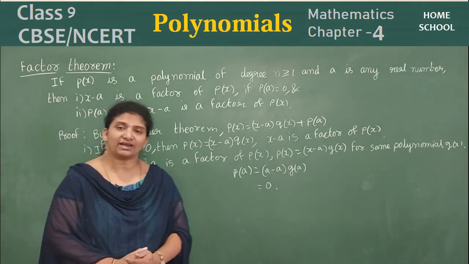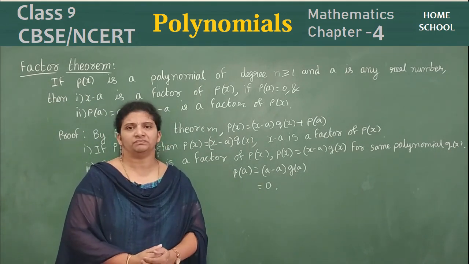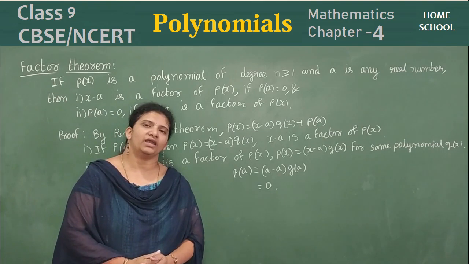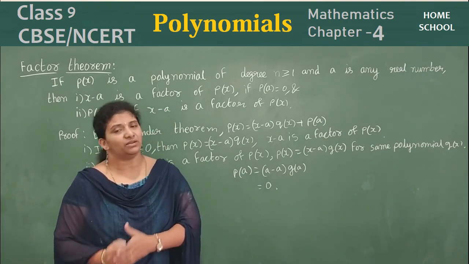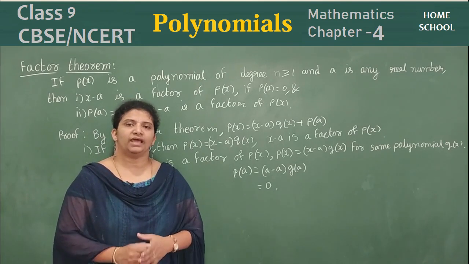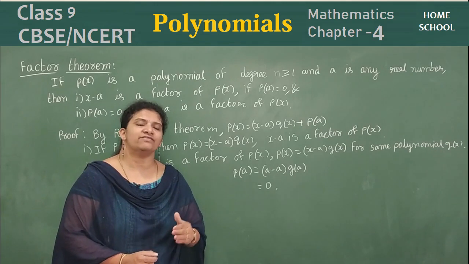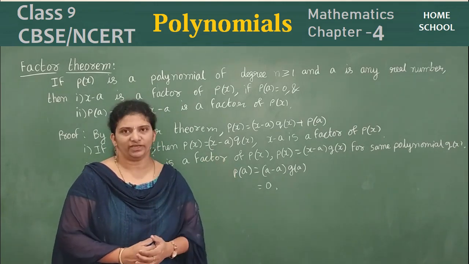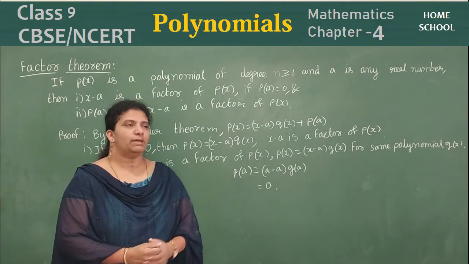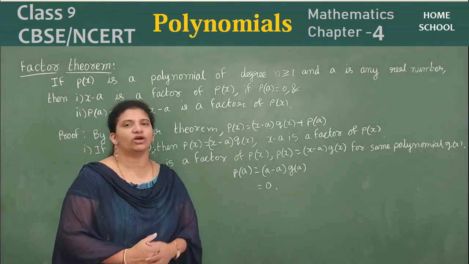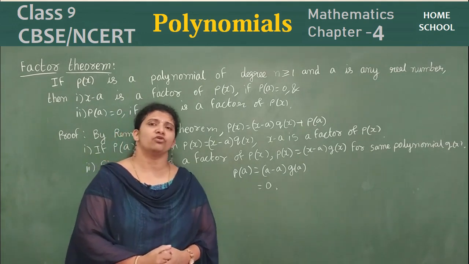Finally, what does this factor theorem say, children? Suppose when you are dividing any polynomial with another polynomial, if you get a remainder 0, then the divisor you are dividing with is a factor of the polynomial. Okay? So this is your factor theorem. Based on this factor theorem, we are going to start our exercise, that is your exercise 4.4.